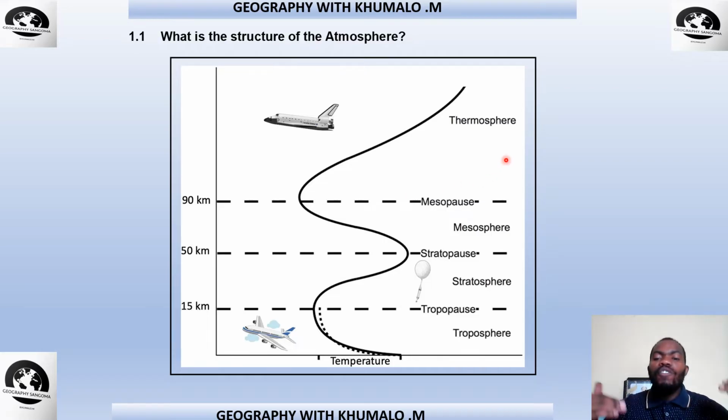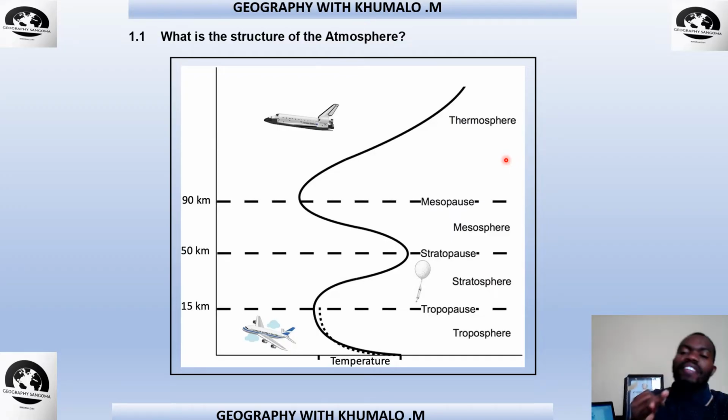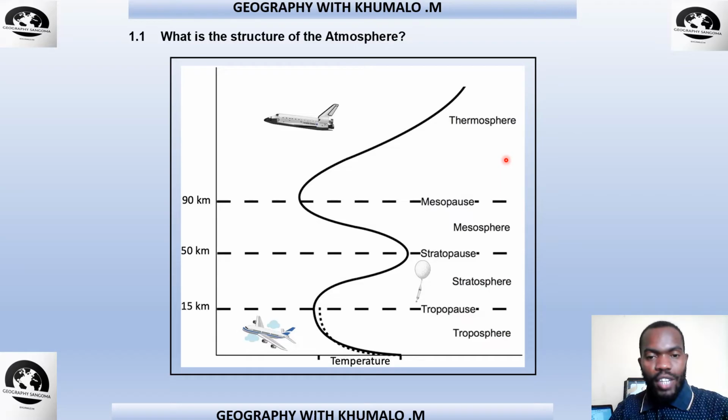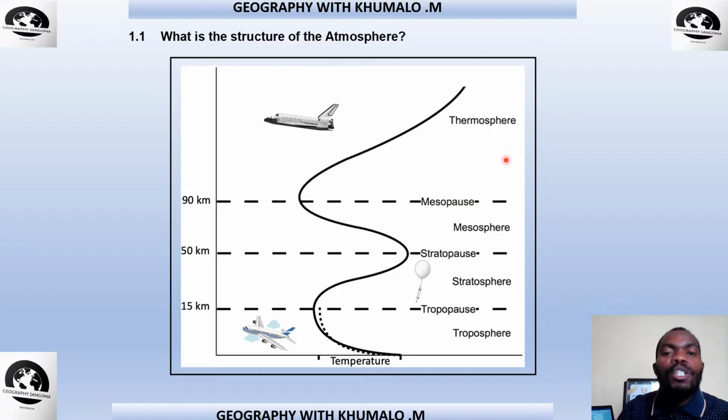So the atmosphere is formed by layers. So we have the composition and we have the structure of the atmosphere. I believe you know that when we talk about the composition, we are talking about the gases that make up the atmosphere, and the structure, we are talking about the layers that make up the atmosphere. That is very important, grade 11, in preparation for your examination.